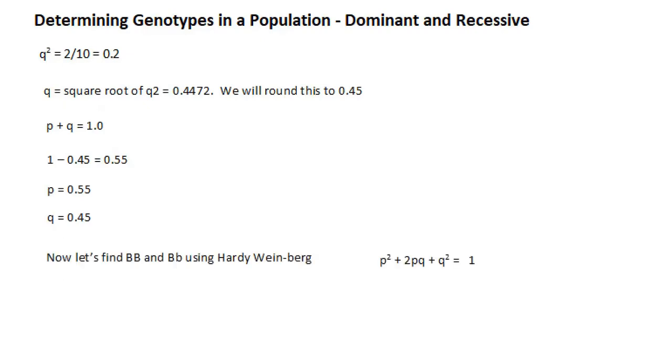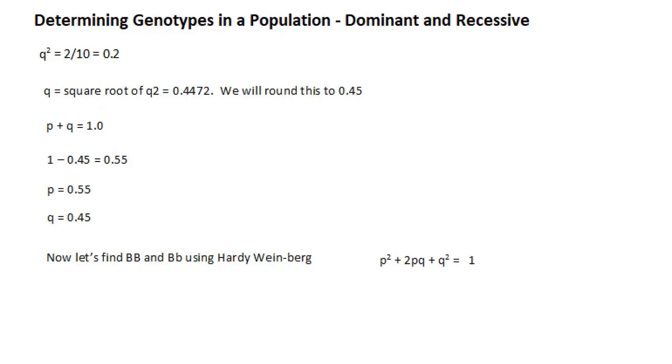Now remember that I just said p plus q equals 1. So if q is 0.45, we can get p by subtracting 0.45 from 1. When we do that, we get 0.55. p is 0.55. So now we have q equal to 0.45 and p equal to 0.55. We can plug these two numbers into the Hardy Weinberg.